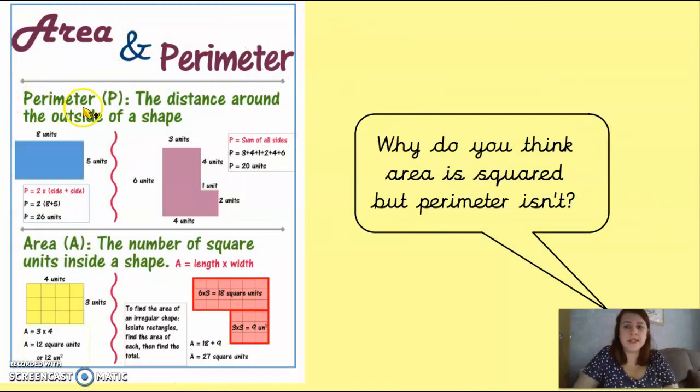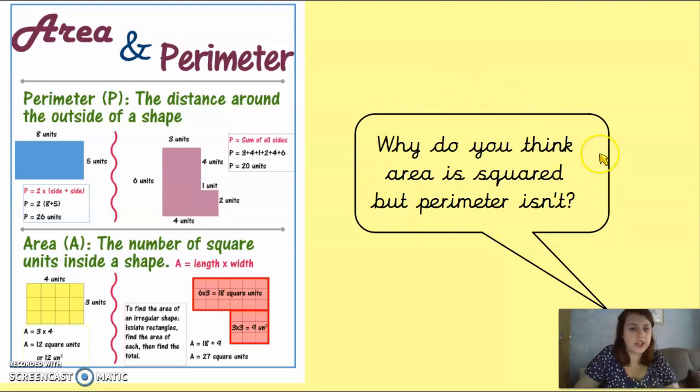Perimeter is the distance around the outside of a shape, which is why we add up all the numbers around the outside. If I was to go out onto the field and walk the perimeter, I would walk round all the sides, okay? And if you're working out the total perimeter, you're adding up all the lengths. So hopefully that one's easy to remember. And area is the number of square units that are inside a shape. So perimeter, we're looking at the outside. Area, we're looking at the inside, which is why we times the length by the width.